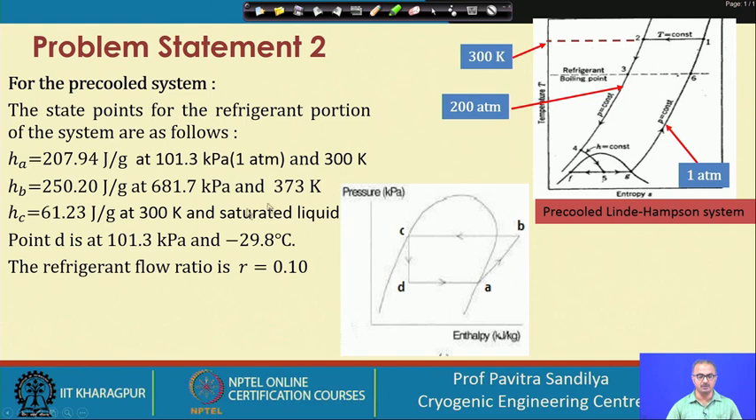And now we find that this is the refrigerant flow ratio, which is given as 0.10. This ratio is the ratio of the refrigerant flow rate to the flow rate of the gas in the actual refrigeration system. So in this case, it is the ratio of the flow rate of the Freon to the flow rate of the nitrogen.